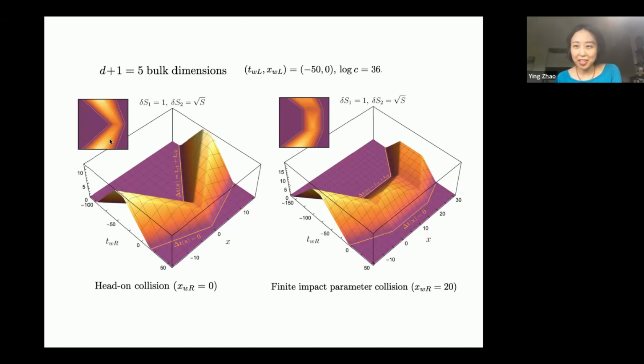But this is not a circuit analysis. This is a computation from GR. This is a computation from gravity. By studying the post-collision geometry, somehow we reproduce the two cones with different slope. That's why I like this plot.